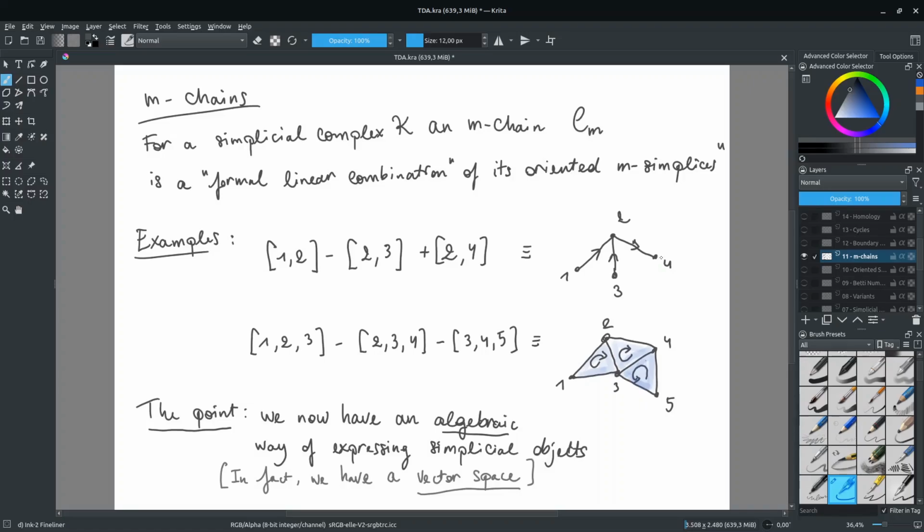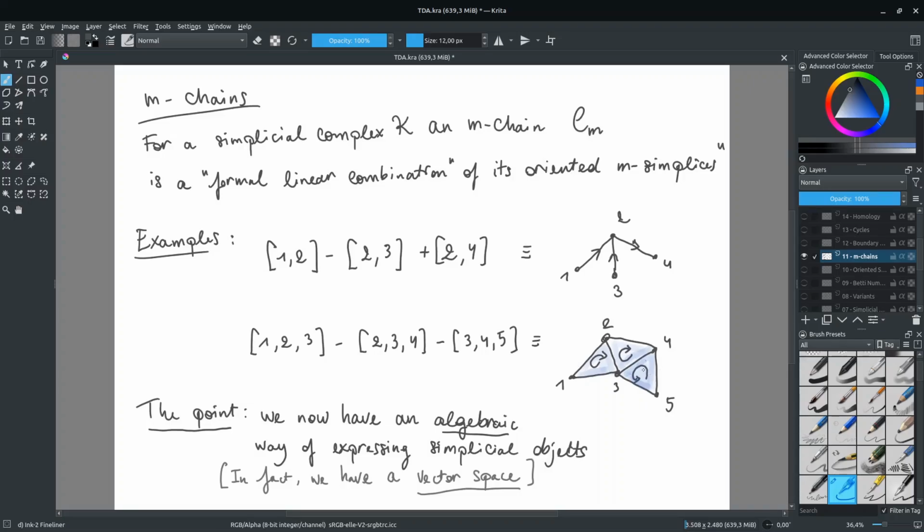I can do that with triangles. So let's see, (1,2,3) minus (2,3,4) minus (3,4,5). So I have (1,2,3), a triangle going this way, minus (2,3,4), a triangle going this way, and then minus (3,4,5), a triangle going this way.